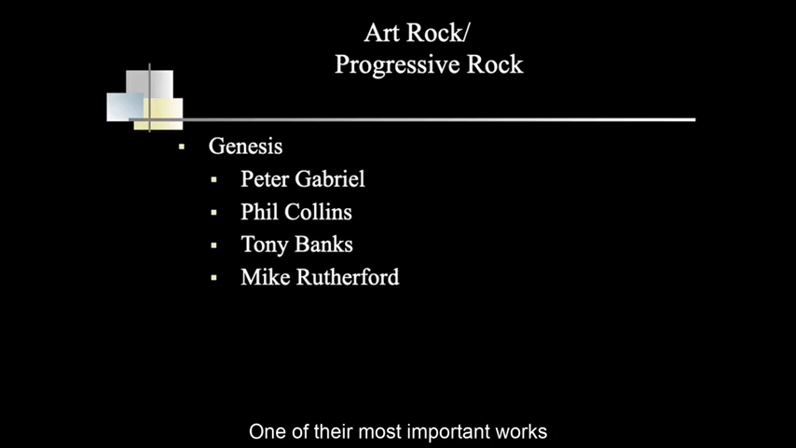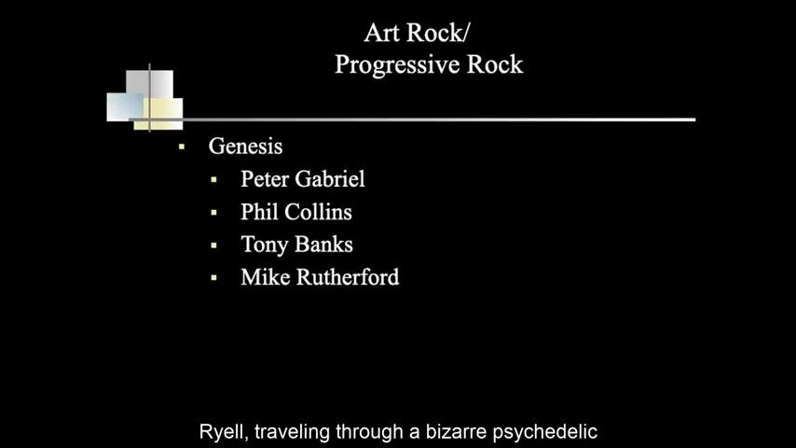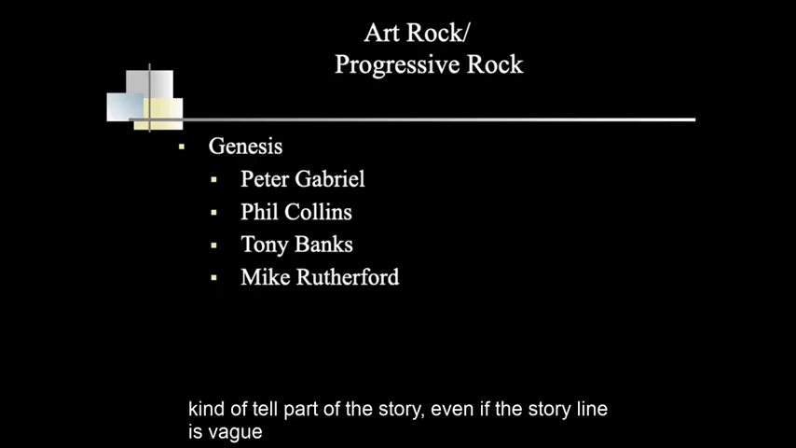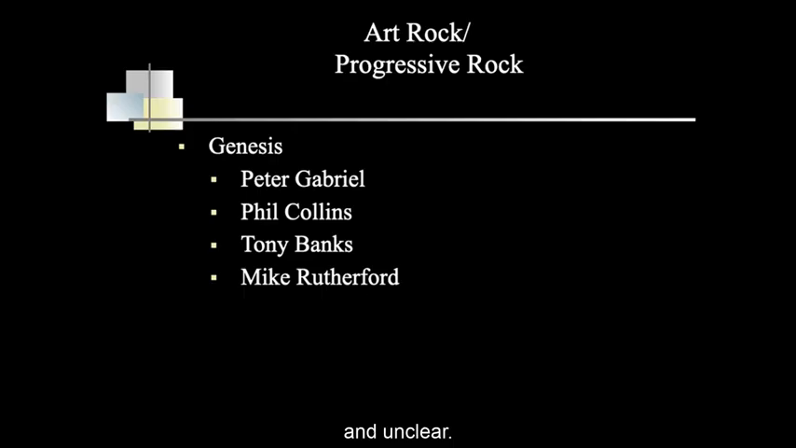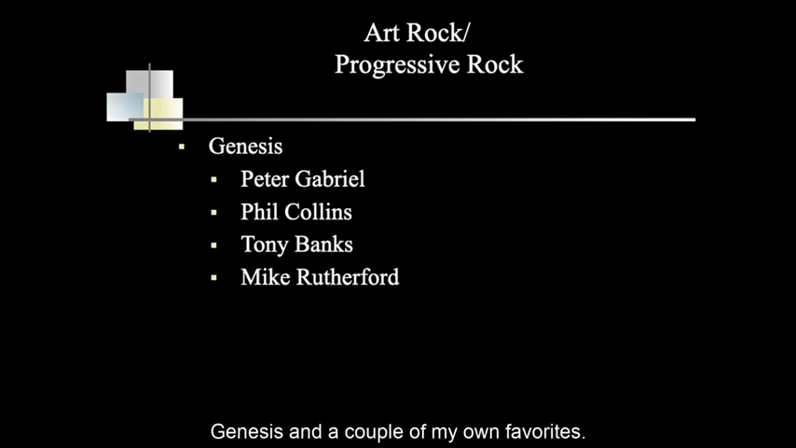One of their most important works is the album The Lamb Lies Down on Broadway. This was a concept album. It was all about a guy named Rael traveling through a bizarre, psychedelic New York City landscape. In other words, all the songs kind of tell part of the story, even if the storyline is vague and unclear. I've included on I Learn a couple important examples of Genesis, and a couple of my own favorites.